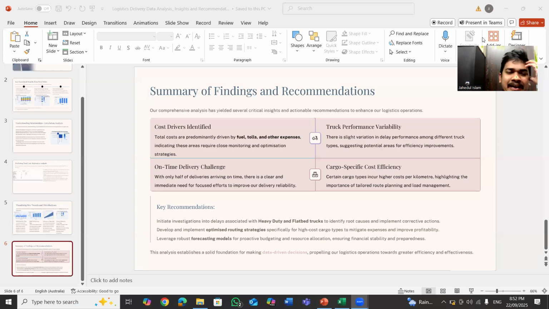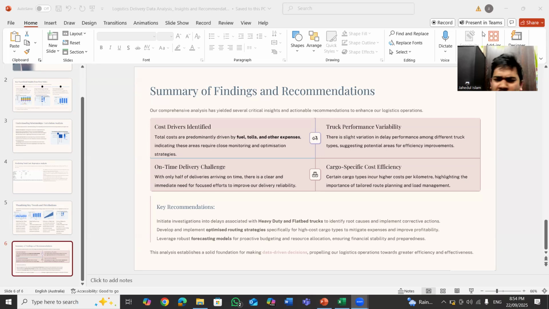So in the last slide, if I talk about the recommendations and all, here I mark that fuel, tolls, and other costs are the true drivers of the total cost. And another point is delivery delays affect nearly half of the shipments. And as well, the cost per kilometer varies by the cargo type, which suggests opportunities to refine pricing and logistics planning.